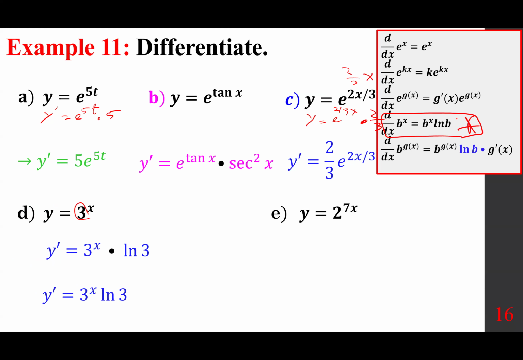2 to the power of 7x, the answer is itself, 2 to the power of 7x. The base is e? No, so times ln 2. What about the exponent? Is it x? No. What is the derivative? 7. So this is by logarithmic properties. This is by the chain rule. Okay, logarithmic properties, chain rule, and we rewrite.